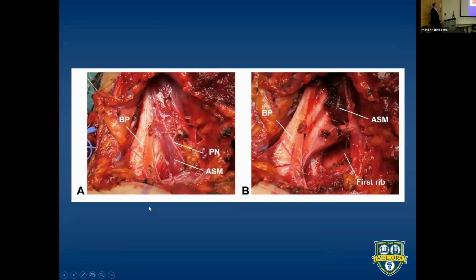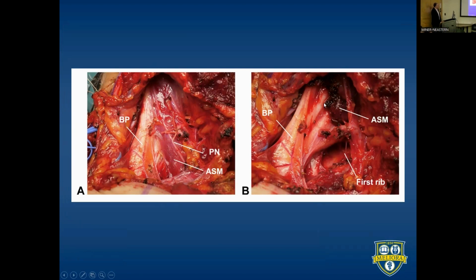This is what the approach looks like on the way in. And so just to orient you, sorry for the gross pictures, but just to orient you, medial is to the right, lateral is to the left, inferior is down, and superior is up. So here's the upper trunk of the brachial plexus. This is the phrenic nerve running along the anterior scalene, and here's the anterior scalene muscle in red.